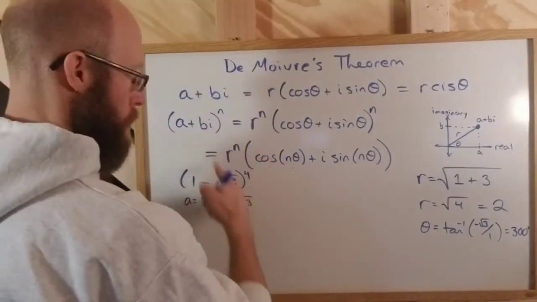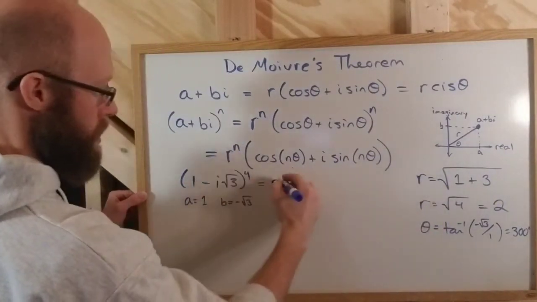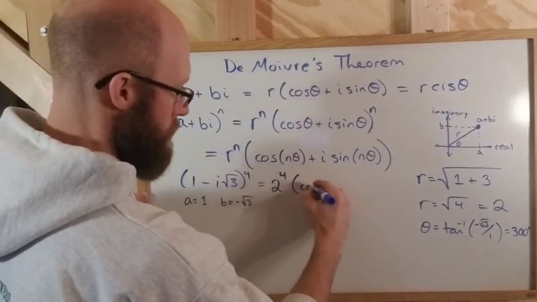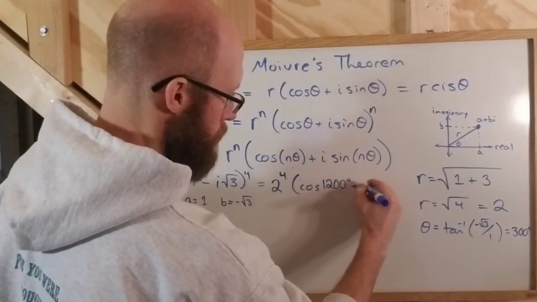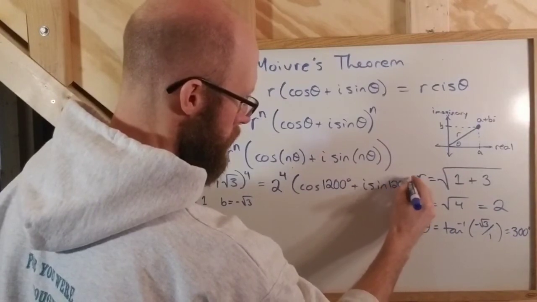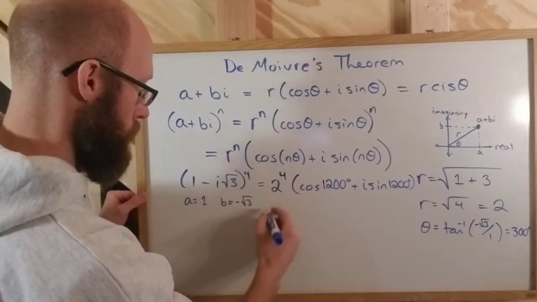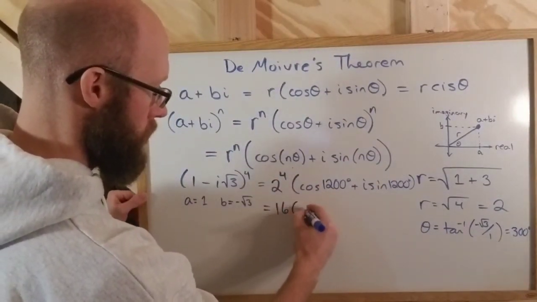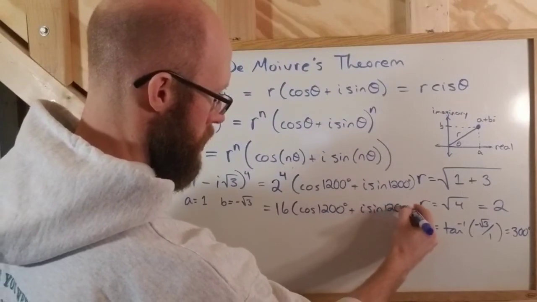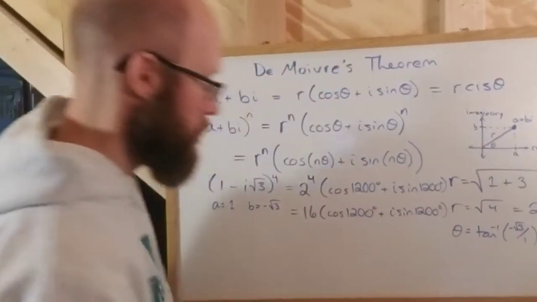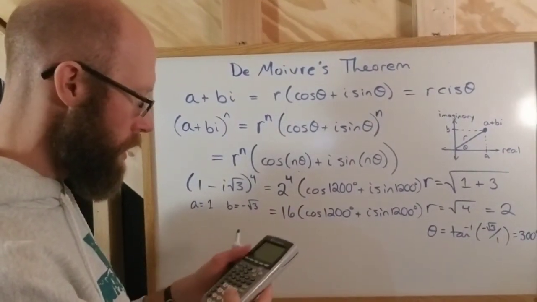So if I want to find this value, it's going to be the r value raised to the n power, which in this case is 4, times the cosine of, well, 4 times 300 is 1200. So 1200-degree angle plus i sine of 1200. Okay. So then we just calculate that, right? We just plug that in. Of course, 2 to the 4th power is 16. And then I think those angles might actually work out nicely. I'm not sure. Let's see, we get 16 cosine of 1200, and that is negative 8.